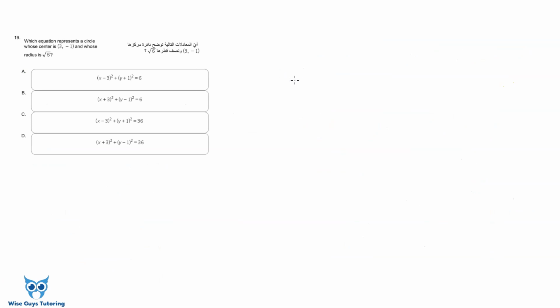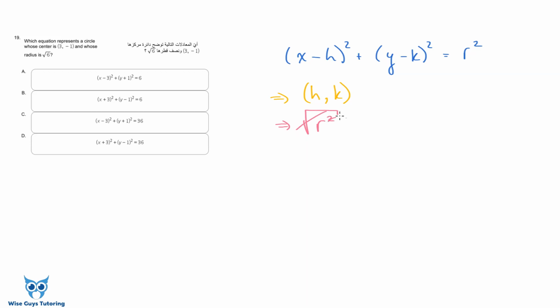So question 19 says, which equation represents a circle whose center is (3, -1) and whose radius is √6? As we just saw, when you have a circle, the equation is always like this: (x - h)² + (y - k)² = r². As per the circle equation, the center is always at (h, k). That's your center, and the radius is always r². You take the square root of that to get r.